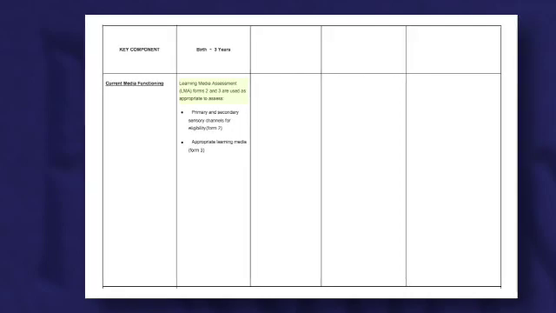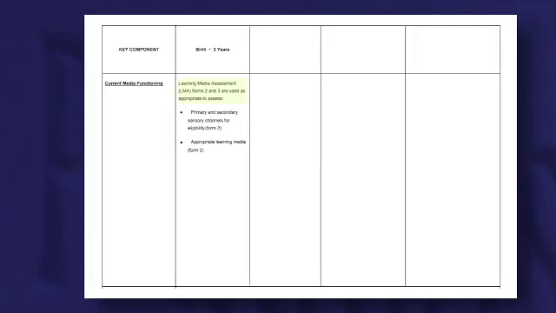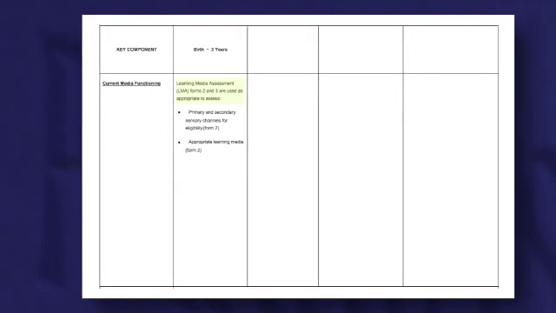The first column heading is birth to 3 years, and below are listed the numbers of the LMA, or Learning Media Assessment Forms, which are used as appropriate to assess primary and secondary sensory channels and appropriate learning media. In this case, LMA Forms 2 and 3.